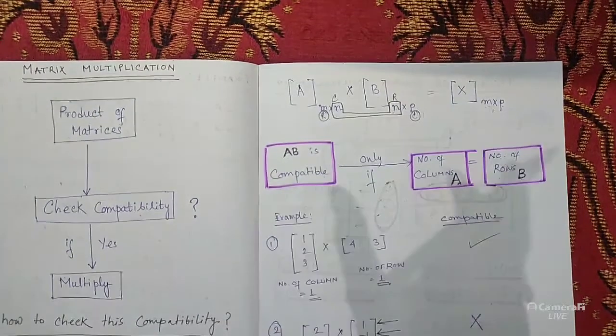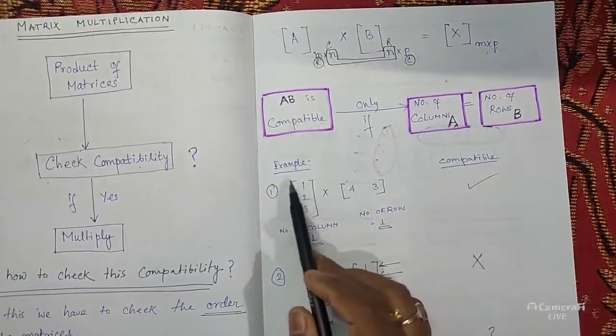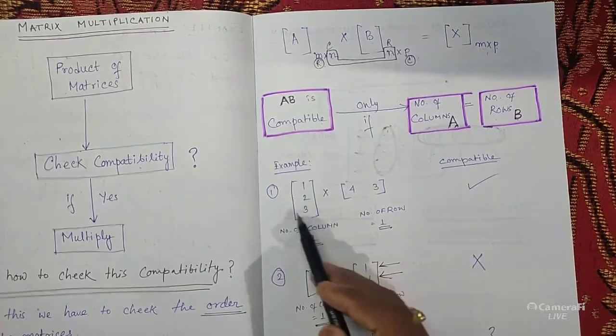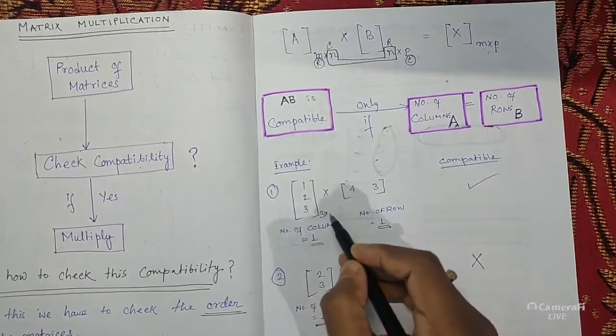Matrix multiplication is possible. Now take one example. Here I have taken one column matrix 1, 2, 3. So what will be the order of this matrix? Number of rows 3, number of columns 1.